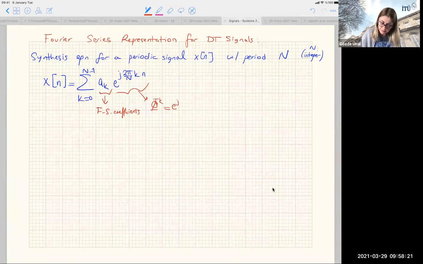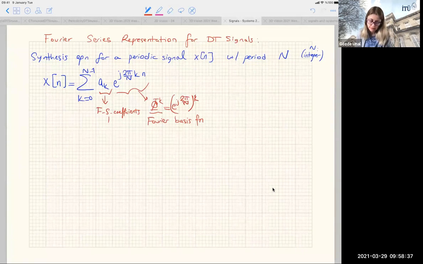Remember, I'll write the continuous version also, so you guys can make the connection, okay? This is my basis, or this is the Fourier series basis, or Fourier basis function. I mean, discrete time, of course, okay? Maybe just to recall here, let me do a recall here.